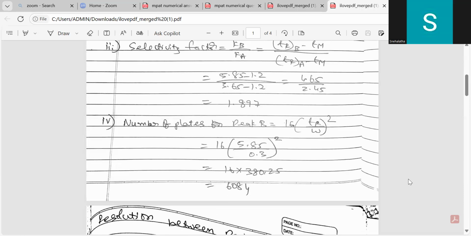Next formula is number of theoretical plates. Number of theoretical plates is given by 16 (TR by W) whole square.